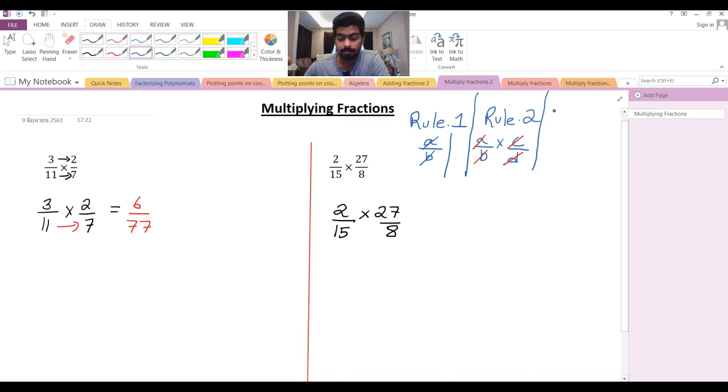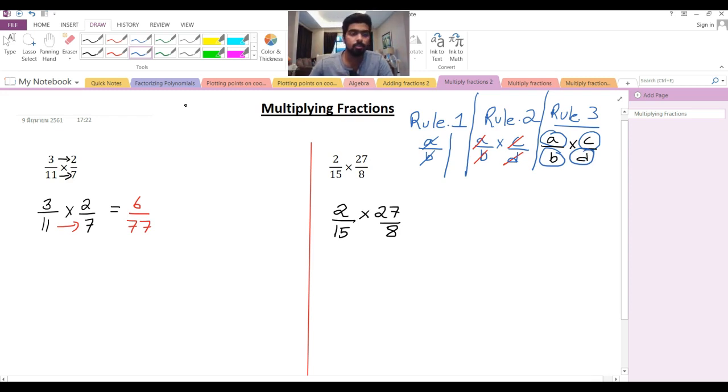Alright, guys. Now, rule number 3. This is one which cannot be simplified. Let's say we have a over b multiplied by c over d. We can never simplify numerator and numerator. That means we cannot simplify them. Okay, guys, we cannot simplify numerator with numerator, and we cannot simplify denominator with denominator. Okay, we cannot do that.